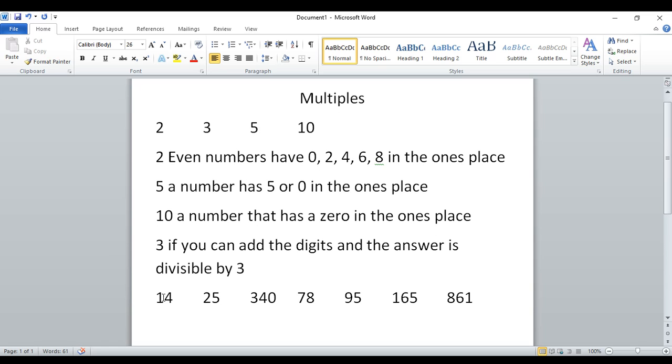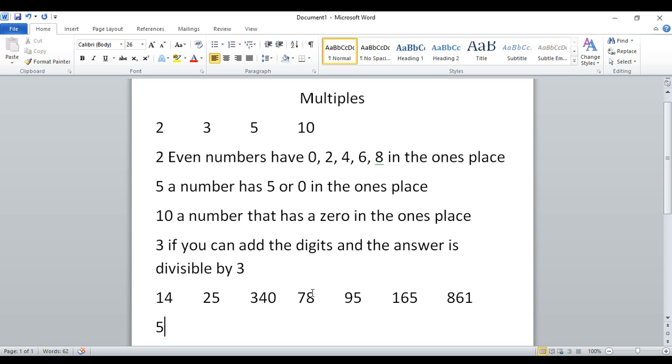So, if we take this number right here, its digits are 1 and 4. If we add 1 plus 4, what do we get? We get 5. Will 3 go into 5 equally without having a remainder? It will not. So 3 also will not go into 14. And you can probably figure that one out in your head because 3 times 4 is 12 and 3 times 5 is 15. So you know 14 isn't going to work.